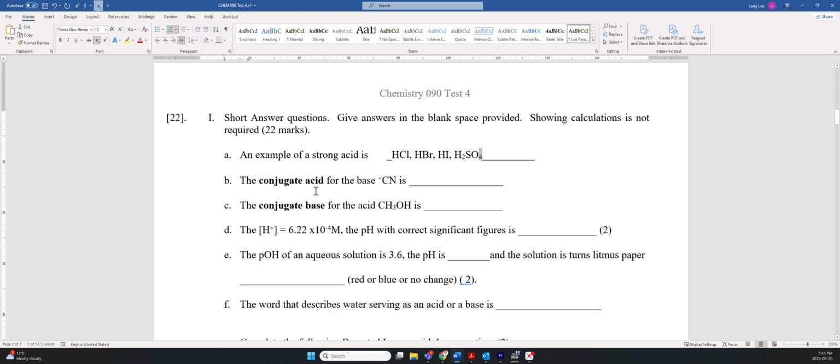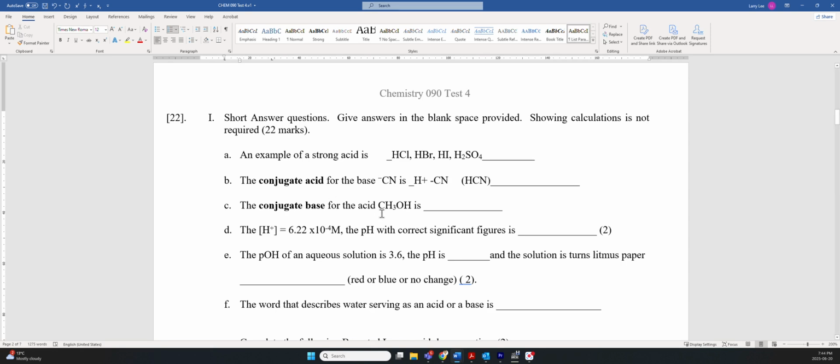Now, the conjugate acid for the base, CN minus. This minus means that it has a lone pair. You don't know about that right now, but this negative, we need to neutralize it. Conjugate acid is where you add an H plus. So if you have an H plus added with a CN minus, what does that do? It neutralizes it to become HCN. That is your acid, HCN.